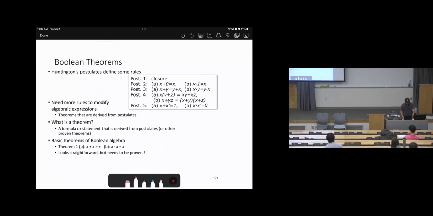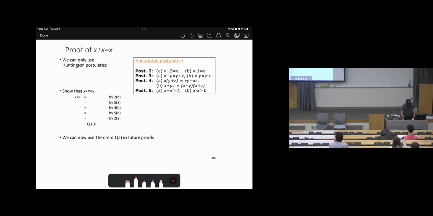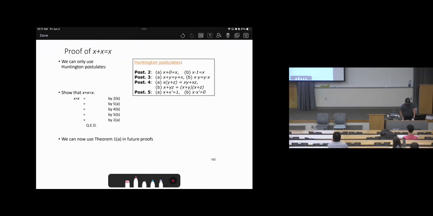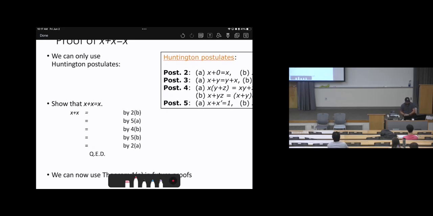Now let me talk a little bit about these theorems. We know about the postulates. We already discussed how to use them. So let's start with some small proofs. After that, we'll get more complicated step by step. So show that x plus x equals x. How can we prove this?